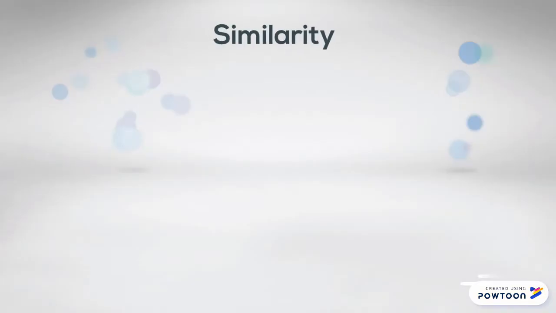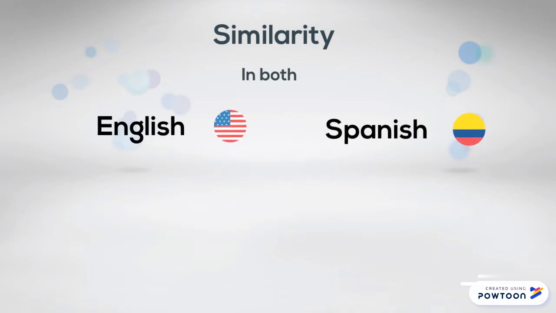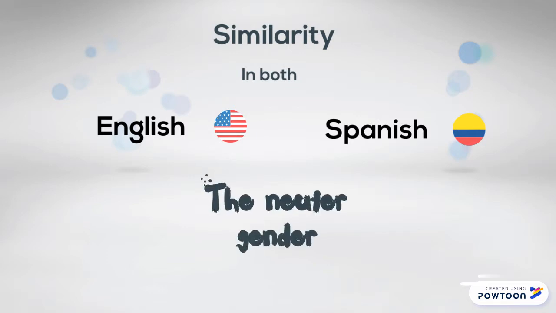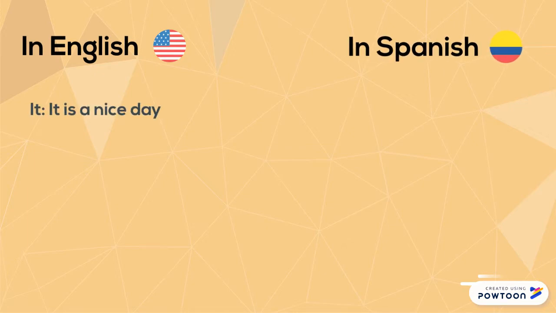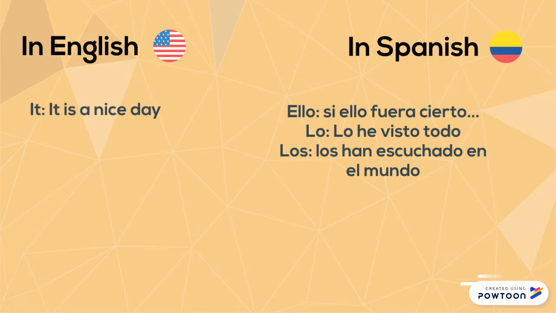Another similarity that pronouns have in English and Spanish is that there exists an additional category called the neuter gender. In English, the category is directly determined by the pronoun it, and in Spanish, the neutrality of this category is determined by the article lo, and its plural los.